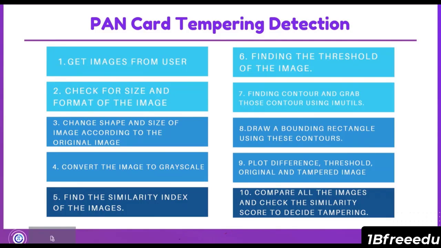We'll find the size and the format of that image. We'll change the shape and size of the image that we get from the user to the original PAN card image. Then we'll convert that image to grayscale to find the similarity index. After the similarity index, we'll find the threshold of the image, contours, and grab those contours using imutils. Next, we will create a bounding rectangle using those contours.